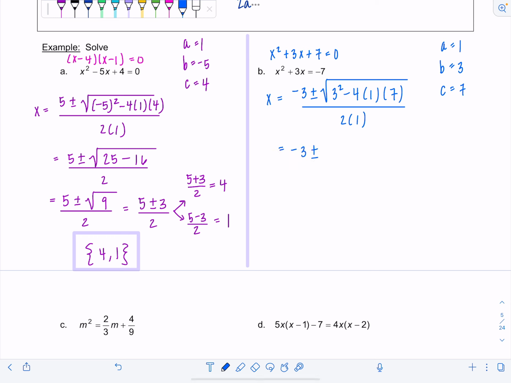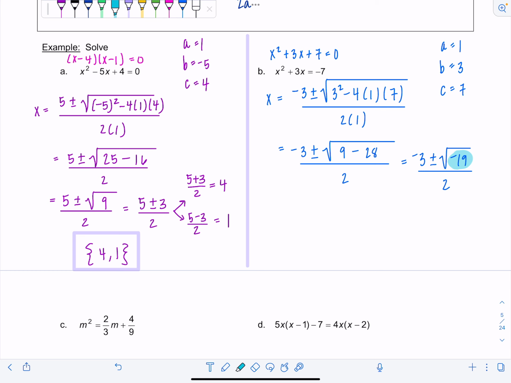Okay, so we've got negative 3 plus or minus the square root of 3 squared, that's 9, minus 4 times 1 times 7, 28, over 2. Ooh, hold on. 9 minus 28, that's going to be negative 19. So this is negative 3 plus or minus the square root of negative 19 over 2. Now, depending on what class you're in, if your teacher just says find the real solutions, then you would be done right here. You would say there's no real solutions because when you take the square root of a negative number, you get a complex solution.